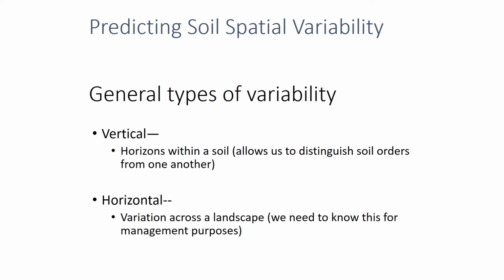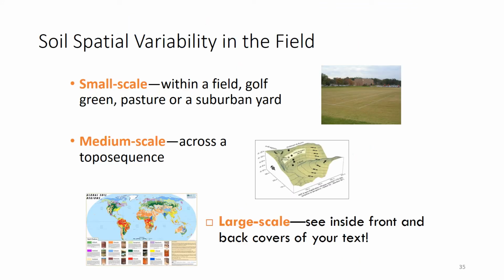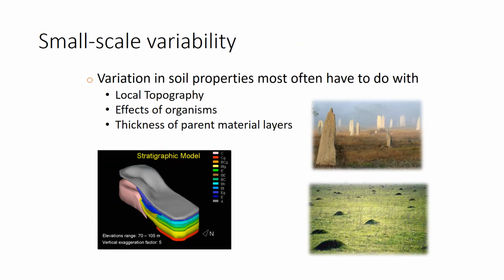It provides spatial variability in soils both vertically and horizontally, on a small scale, a medium scale, and at large scales. We know that variation in soil properties most often has to do with local topography, the effects of organisms, and the thickness of plant material layers.